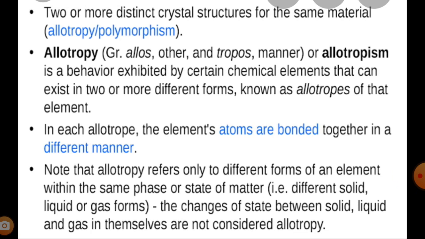Allotropism is a behavior exhibited by certain chemical elements that can exist in two or more different forms, known as allotropes of that element. In each allotrope, the element's atoms are bonded together in a different manner. Elements of group 16 exhibit allotropy.